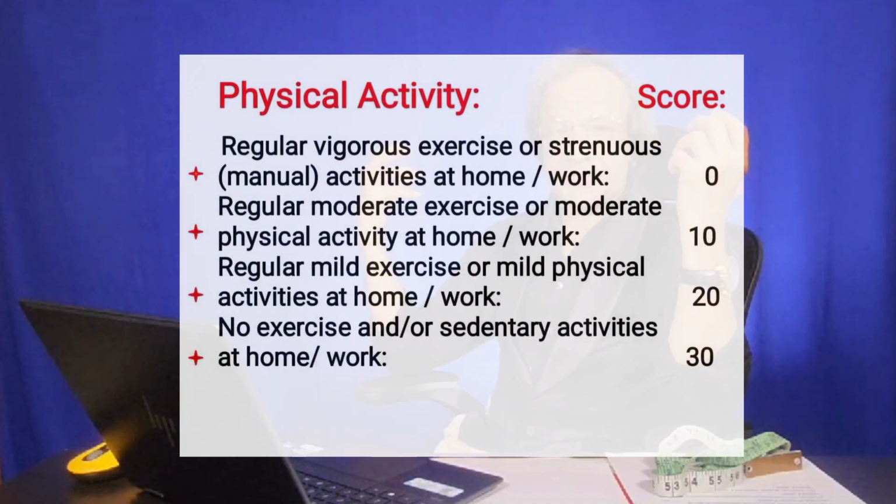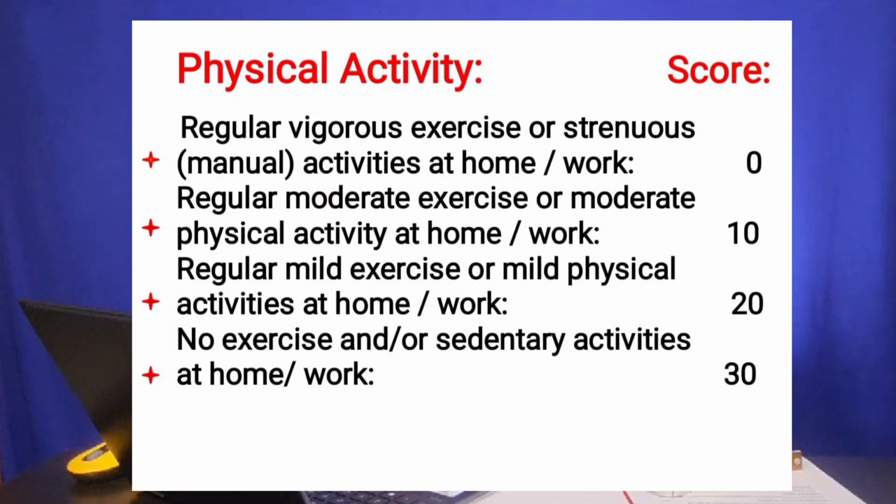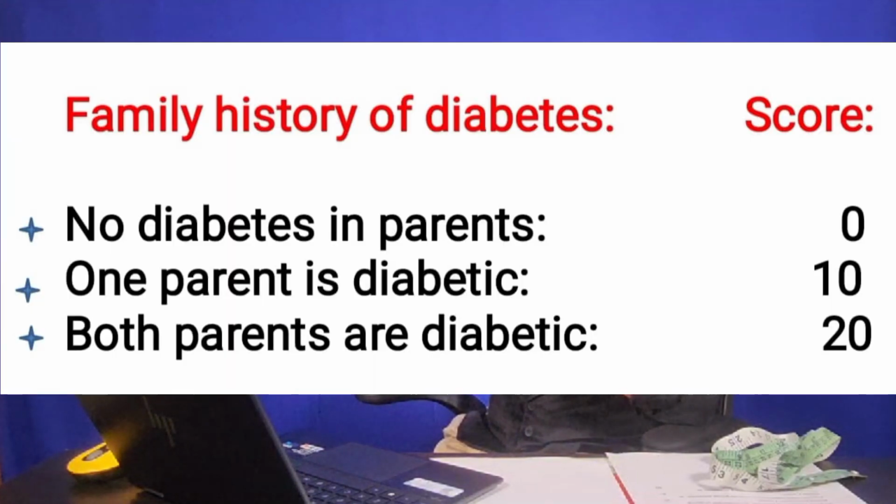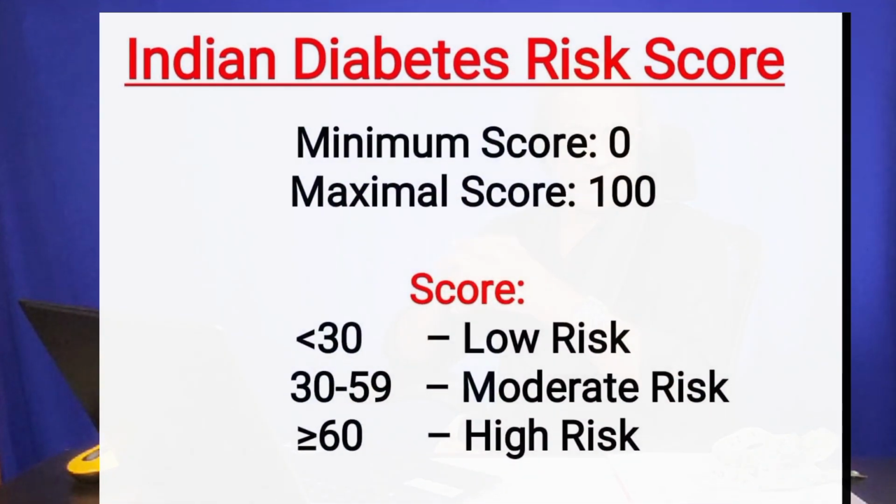Let us come to physical activity. Somebody who is working in fields, somebody who is going to gym regularly, his score is 0 because he is active. Somebody who comes back from the office, watches television for 6 hours, never goes out, where there is no activity, a sedentary lifestyle, the score is 30. And the same for family history. If one parent is diabetic, the score is 10, and if both parents are diabetic, the score is 20. Minimum score is 0 and maximum score is 100.